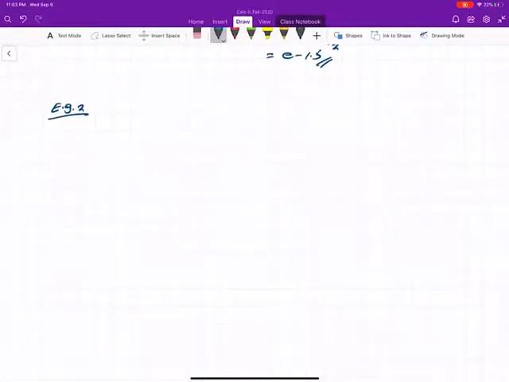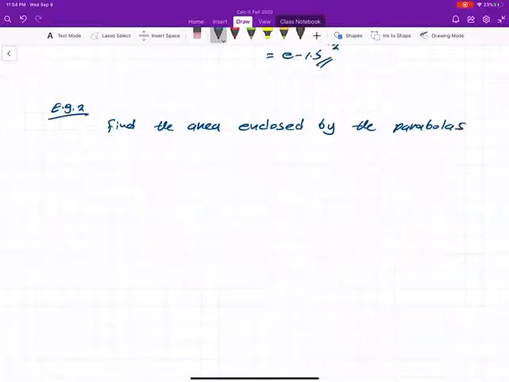Example number 2 says find the area enclosed by the parabolas y equals x square and y equals 2x minus x square. There are two parabolas. Now you have to find the area enclosed by those two parabolas.